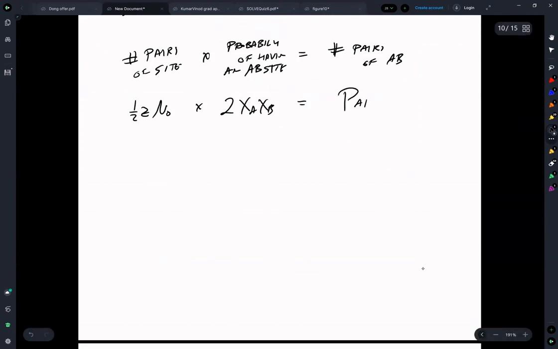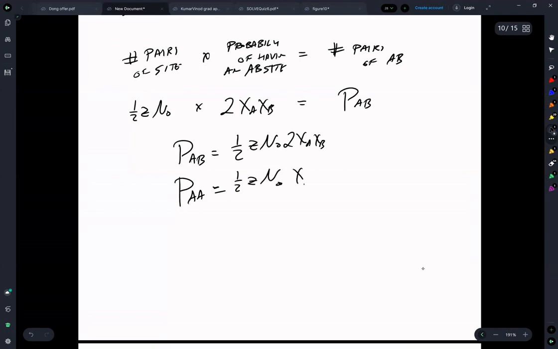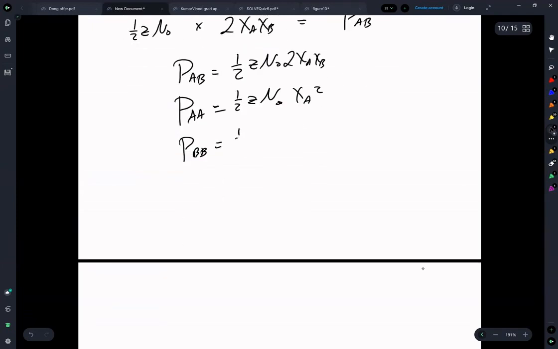And this is PAB. And we can do the same thing and get, so PAB is equal to 1/2 Z N0 times 2 XA XB. We can get PAA is equal to 1/2 Z N0 XA squared, and PBB is equal to 1/2 Z N0 XB squared. Okay.